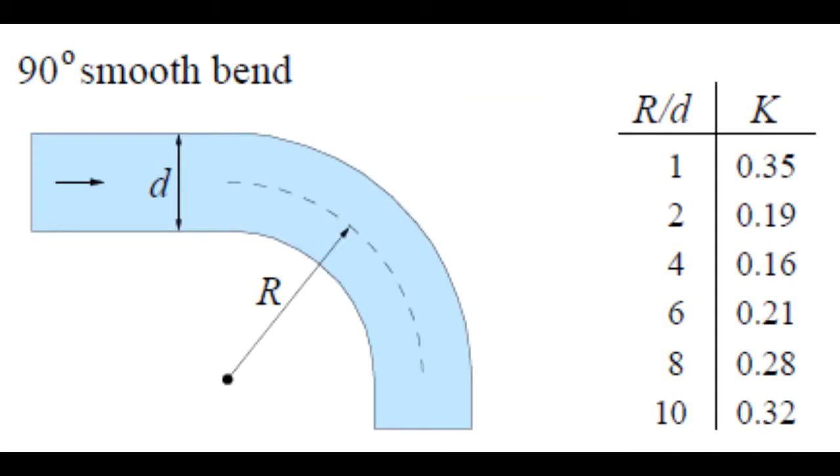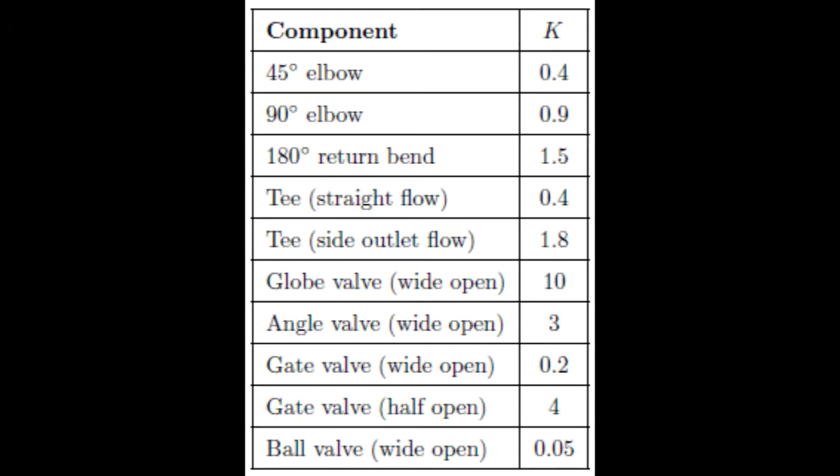The next figure, figure 12.6, deals with smooth bends in the pipe. This depends on the diameter of the pipe and the radius of curvature of that smooth bend, so you have a ratio of R over D. Various values give you different values for the loss coefficient K, as indicated in the table. And last but not least, table 12.2 gives K values for various components: elbows, bends, tees, valves, etc.